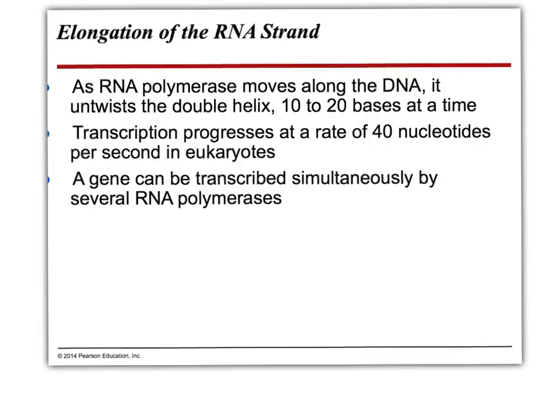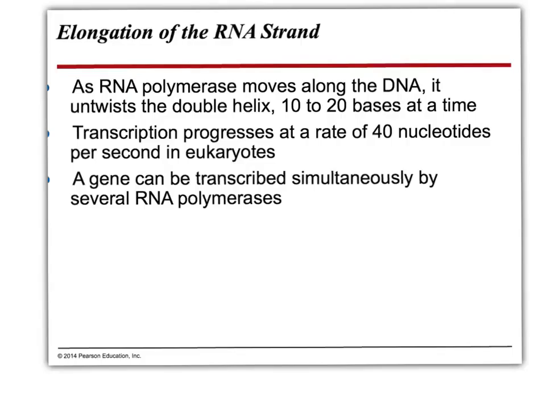Now, that was the first step of transcription, initiation. The second step is elongation. All right. How does the RNA polymerase, once it gets started, continue to bring these RNA nucleotides in? Basically, it untwists the helix, proceeds about 10 to 20 bases at a time. All right. And it progresses.